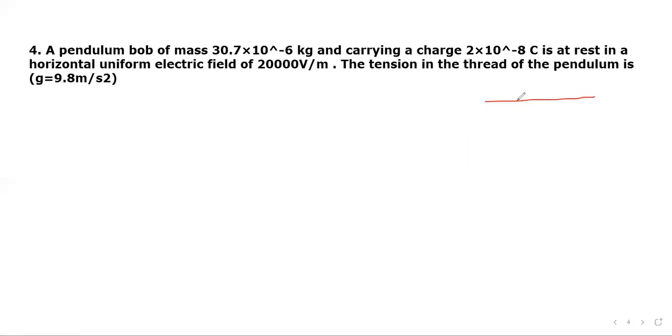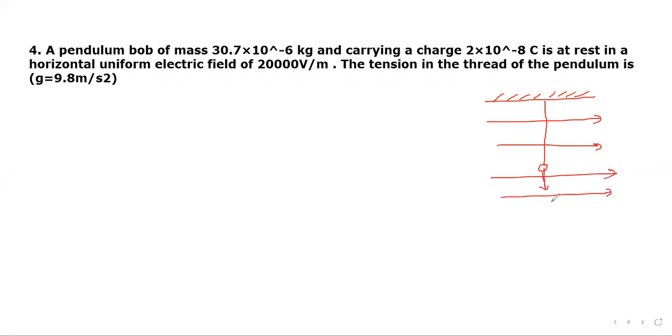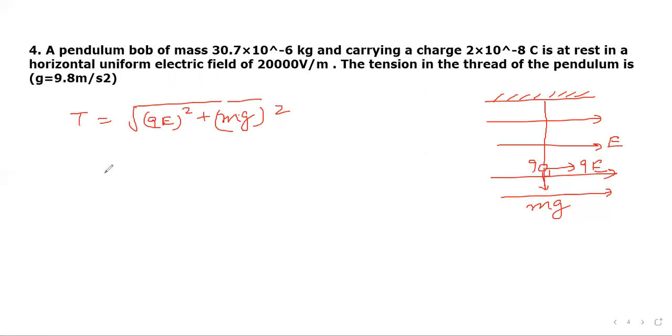So the situation is like this. The uniform electric field is directed like this. So downward there will be mg, and in this direction, if the charge is q and the electric field is E, then the force QE will act in this direction. This angle will be 90 degrees. So the tension will be equal to the net force. So tension will be equal to the square root of QE square plus mg square. Now we evaluate separately QE.